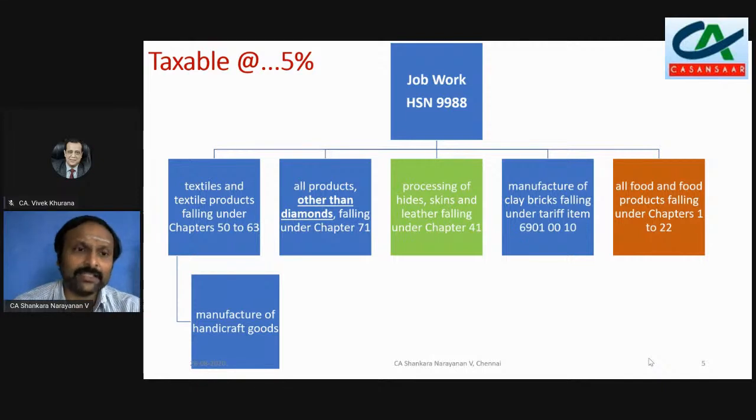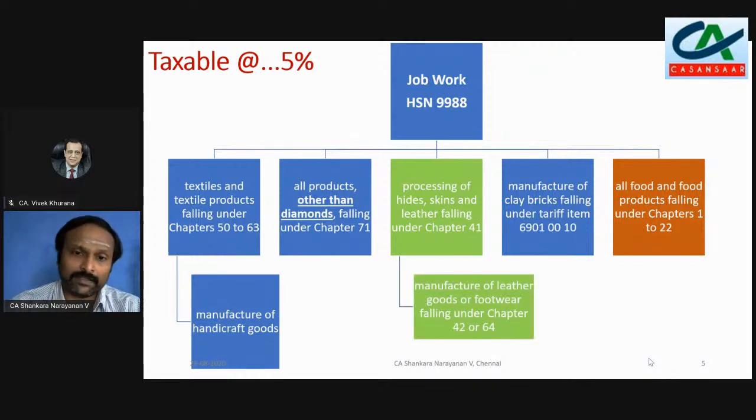And the allied activities which can also come under this 5% are manufacture of any handicraft goods. So any handicraft goods, if I am doing a manufacture, it will attract a job work rate of 5%. Handicraft goods per se may be exempted, but any job work on handicraft goods will result in 5% taxability under job work. And any leather goods or footwear.